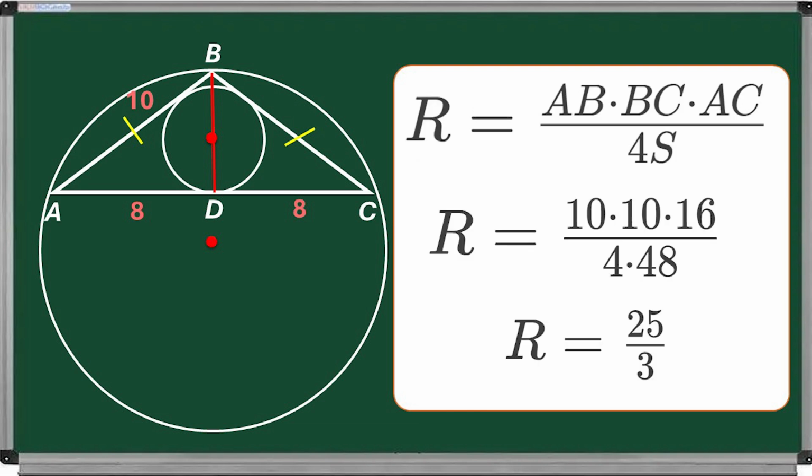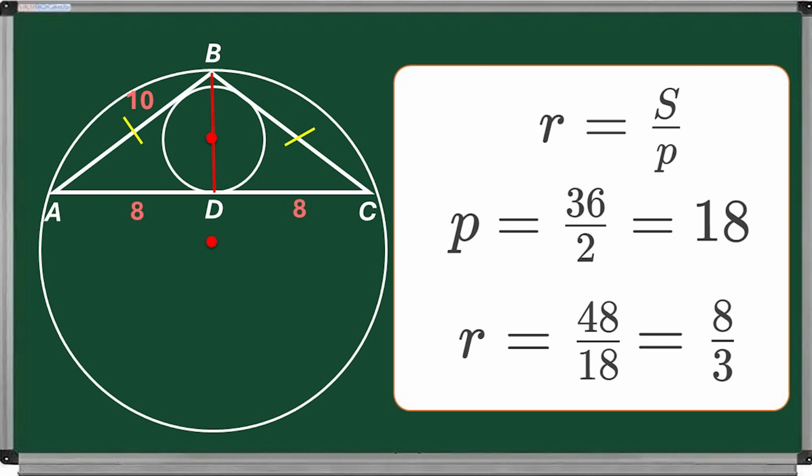Next, we find the radius of the circumscribed circle, R, and the inscribed circle, r. For the circumscribed circle, the radius R is found using the formula R equals AB multiplied by BC multiplied by AC, all divided by 4 times the area, S. Substituting the side lengths 10, 10, and 16, and the area as 48, we find that R equals 25/3.